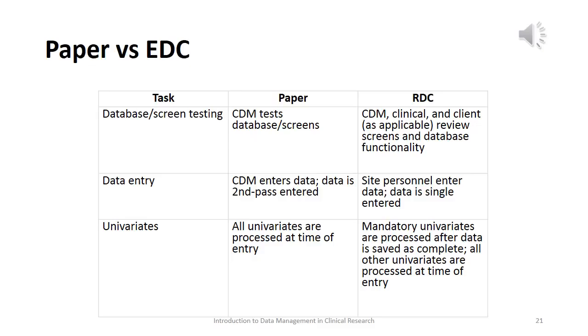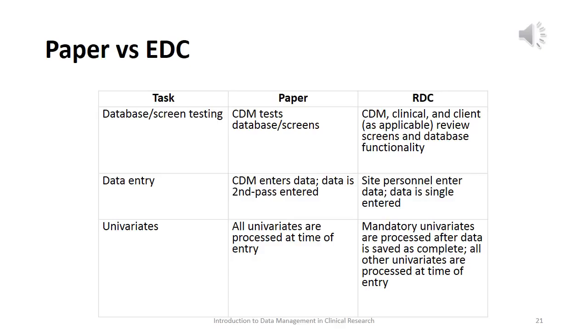Our data entry for a paper study, we're going to have first and second pass data entered. For the EDC study, we don't have to do the second pass because somebody at the site is going to enter it directly. Then we might have univariates, which are single variables with only one single data point. And then all univariates are processed at the time of entry for a paper system. And then mandatory univariates are processed after data saved as complete. So all other univariates are processed at the time of entry.